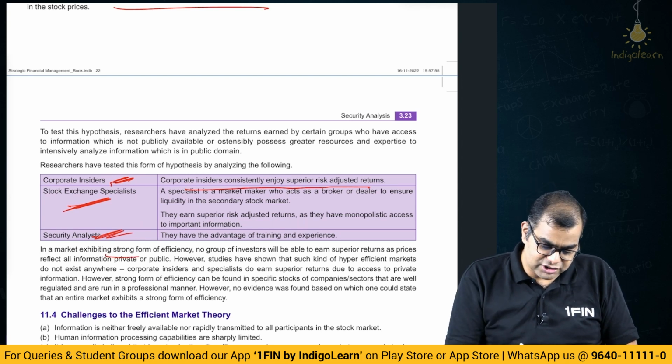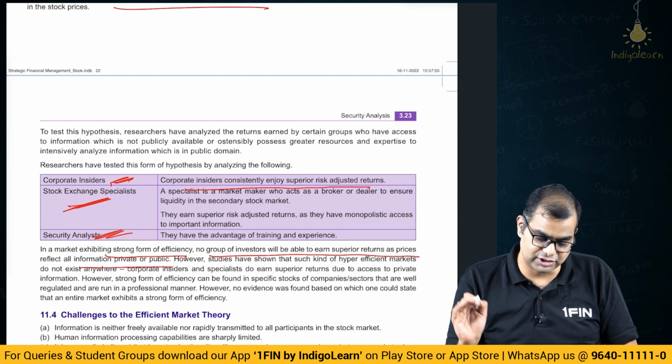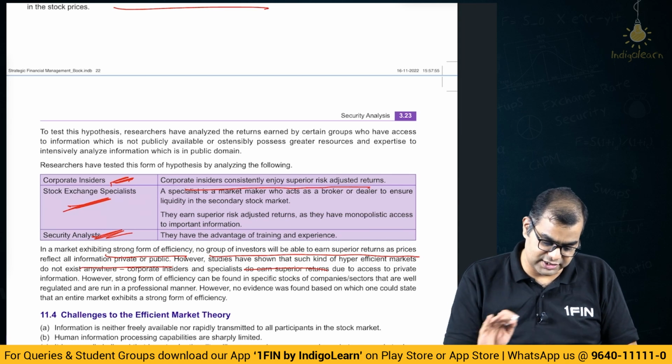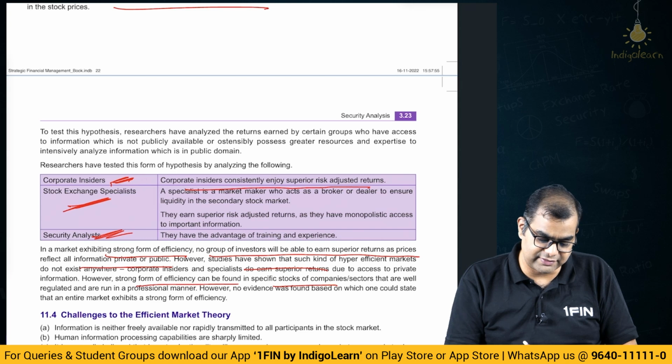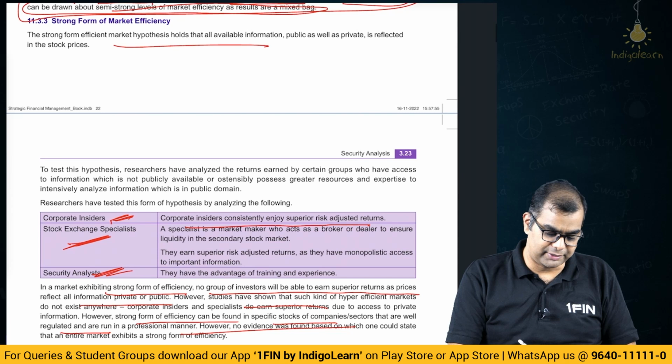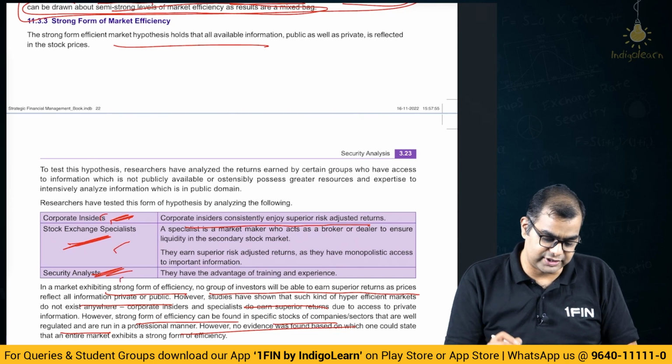In a market exhibiting strong form of efficiency, nobody will be able to earn superior returns as prices adjust to all information. Studies have shown that such kind of hyper-efficient markets do not exist. Strong form of efficiency can be found in specific stocks of company sectors that are well regulated and are run in a proficient manner. Okay, so these are the things that you have to understand: corporate insiders, stock exchange specialists, and security analysts.